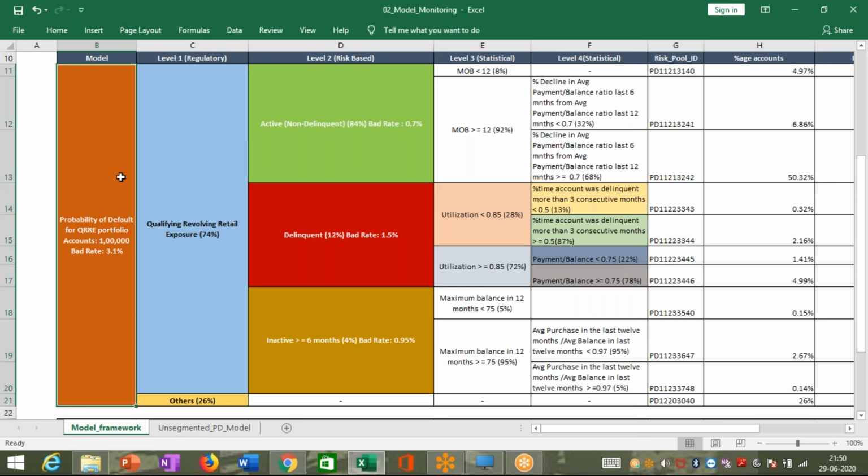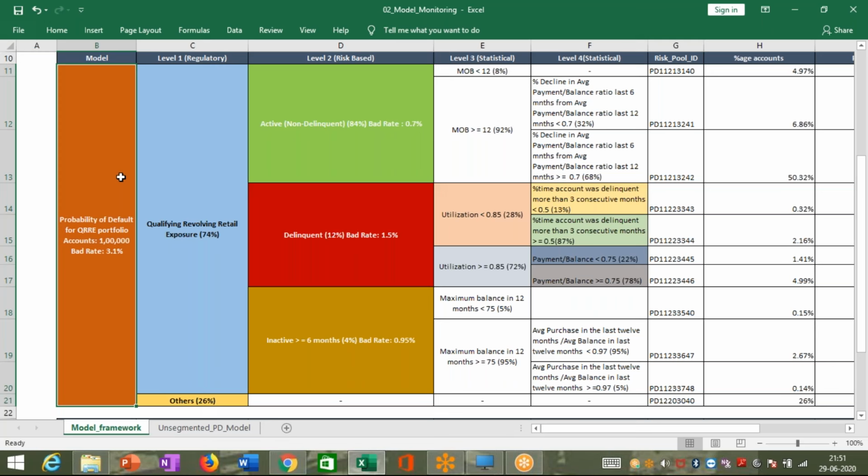What percentage has that capability gone down? If it is less than 0.7, then it's relatively lower risk. If it's greater than or equal to 0.7, then that's a relatively higher risk. So what we are trying to do here is this. Within the active, non-delinquent and seasoned non-delinquent segment, people who have gone through a higher decline in their payment balance ratio are relatively more risky than people who have not gone through such a drop in the payment balance ratio.